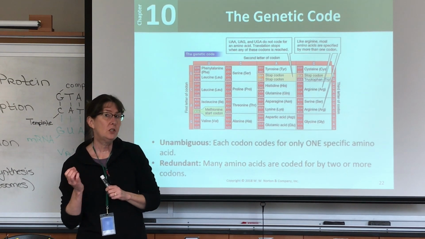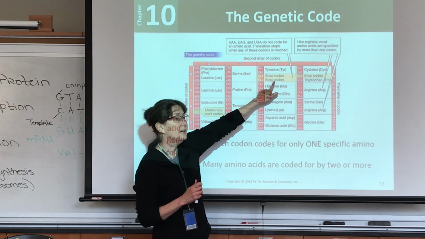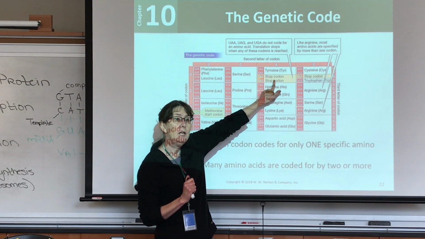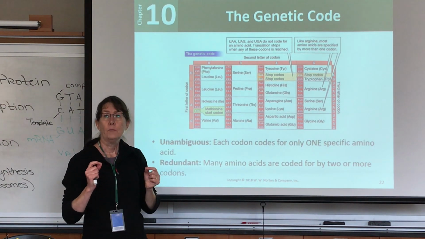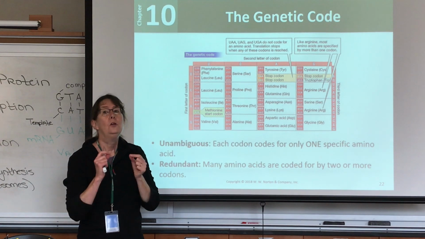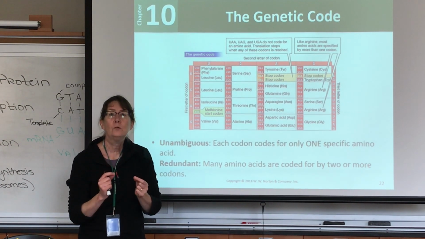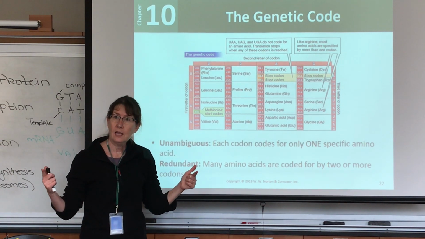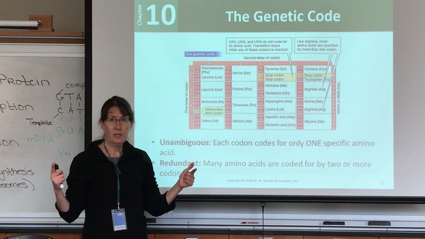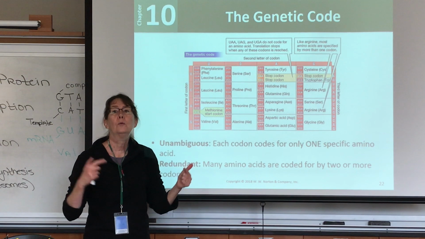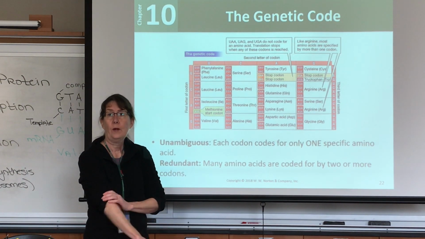So if a mutation arises and we get a stop codon put in before the end of that protein sequence, no more amino acids get added. And now we have a protein that's not going to be the right length, not going to be the right shape, and therefore will not function the way it's supposed to.